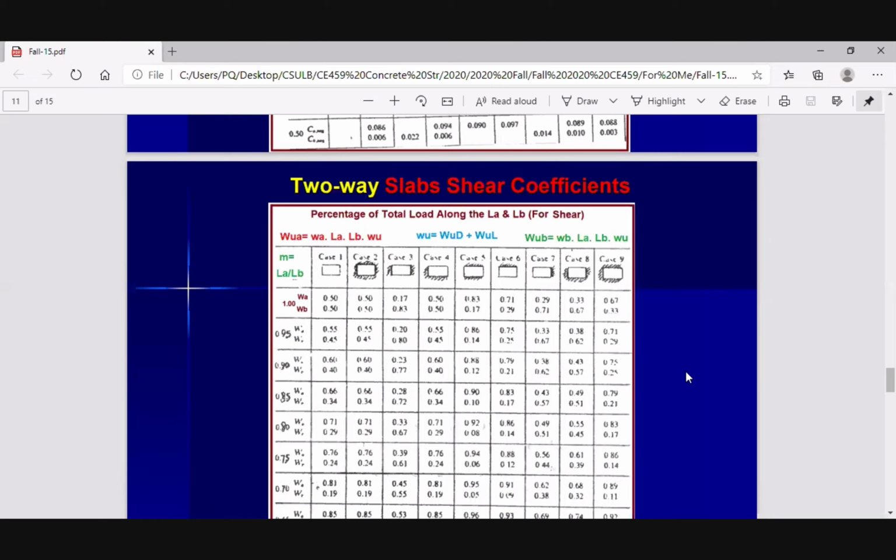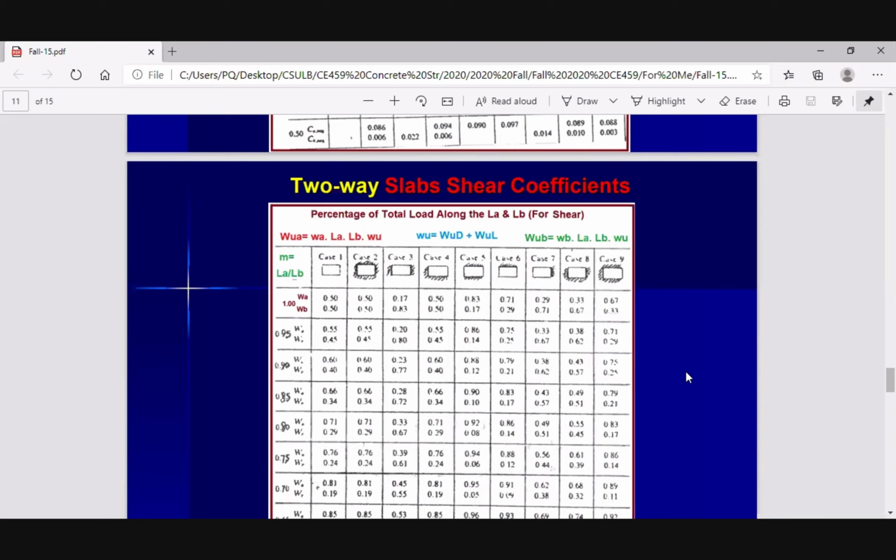one-way slab last week. If you see that, just review that. You can see V_C is equal to lambda root of f prime c times b times d, and b is for 12 inches. Yeah, b, we will go with 1 foot of the beam. So 1 foot, so times 12. D should be thickness minus 1 inch, or the maximum of 1 inch or diameter of the rebar divided by 2, plus 3/4.